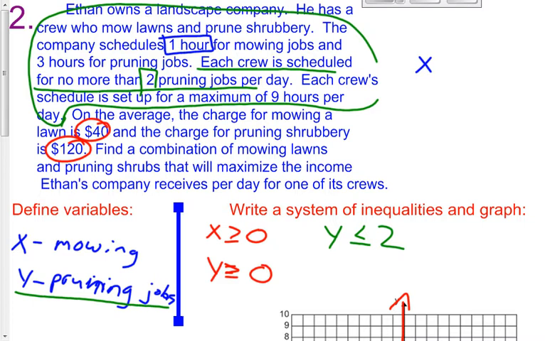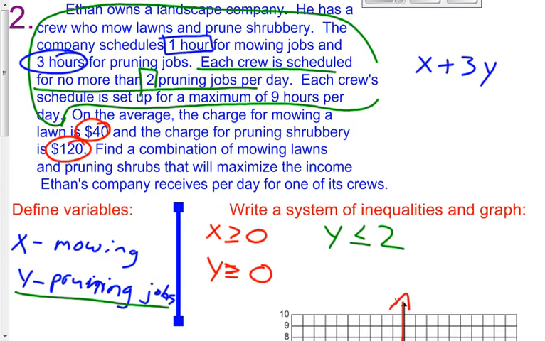Likewise, for pruning jobs, that takes quite a bit longer. It takes 3 hours for those pruning jobs. So if they do 2 pruning jobs, 2 times 3 is 6. If they do 4 pruning jobs, 4 times 3 is 12. Whatever. Oh, they can't do 4. You guys know what I mean. However many jobs they do, you have to multiply it by 3. So it's going to be 3y.